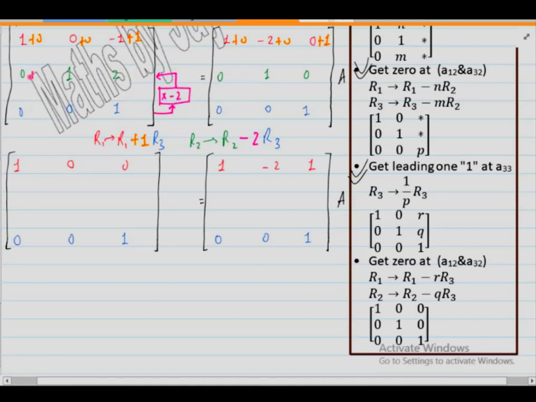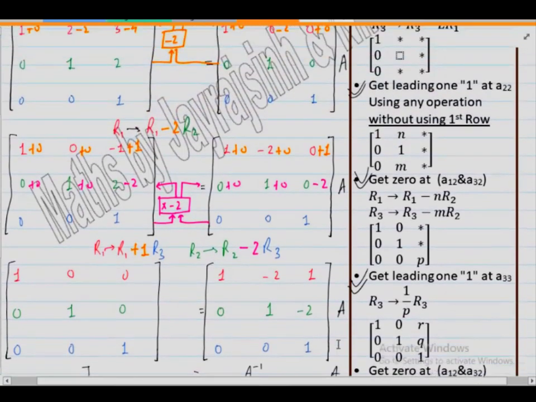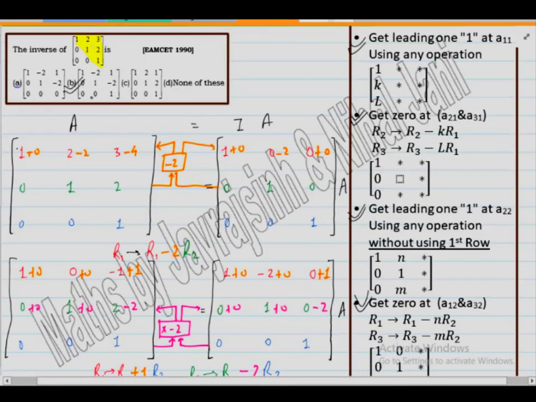So 0 minus 2s are 0, 0 and 1 minus 2s are minus 2. Same thing on the right side will give us 0 minus 2s are 0, 0 and minus 2, which will give us 0, 0, 1, 1, 0 and 0, 1 minus 2. So we get I is equal to A inverse form, which suggests that our A inverse is 1 minus 2 1, 0 1 minus 2 and 0 0 1. Ta-da! Option B is your answer.